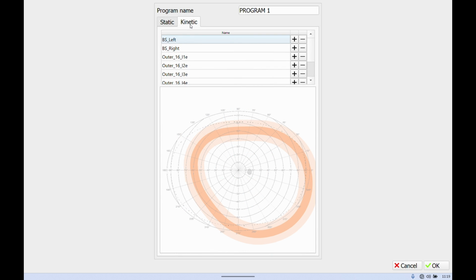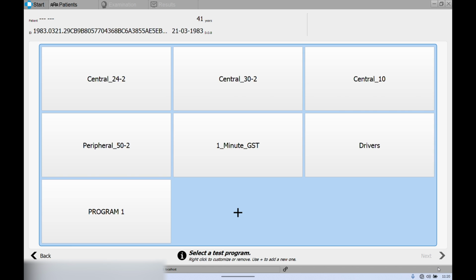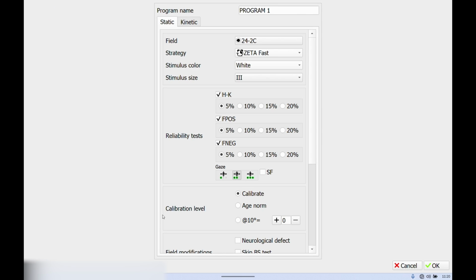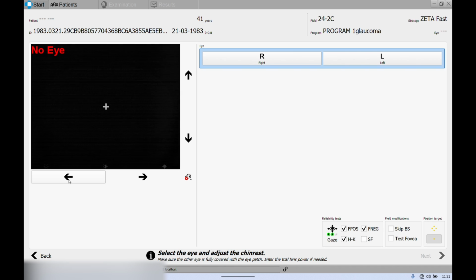We can also predefine the kinetic testing. If you wish, you can have special tests for different types of patients. So yes, you can do it here. And in the end, if you've created this type of program, you can add it here as well. So when we've already finished the customization and we are sure which type of test, we can do it. So that's what you see when you start.